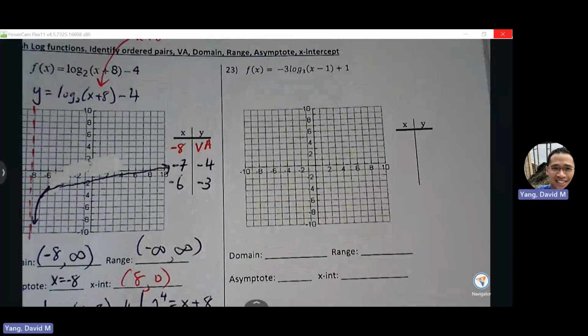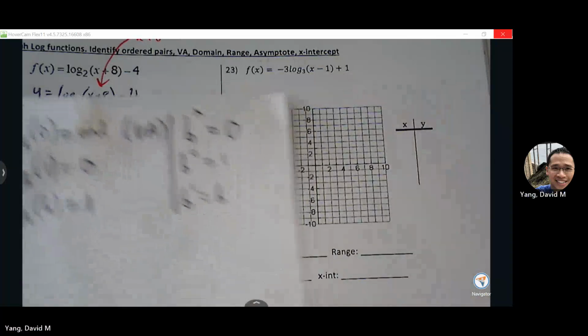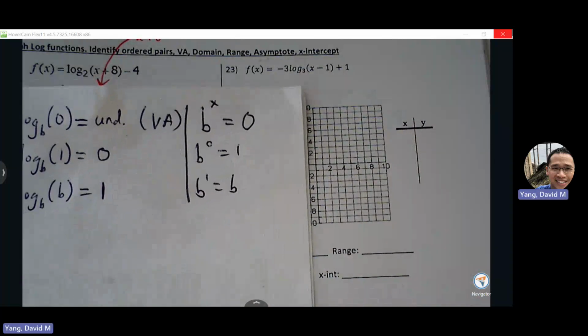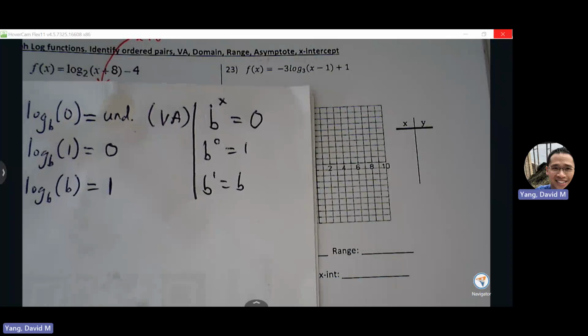Okay, try 23. See if you're able to identify your vertical asymptote, your property that'll get you to log of 1, and the property that'll get you to log base b of b.